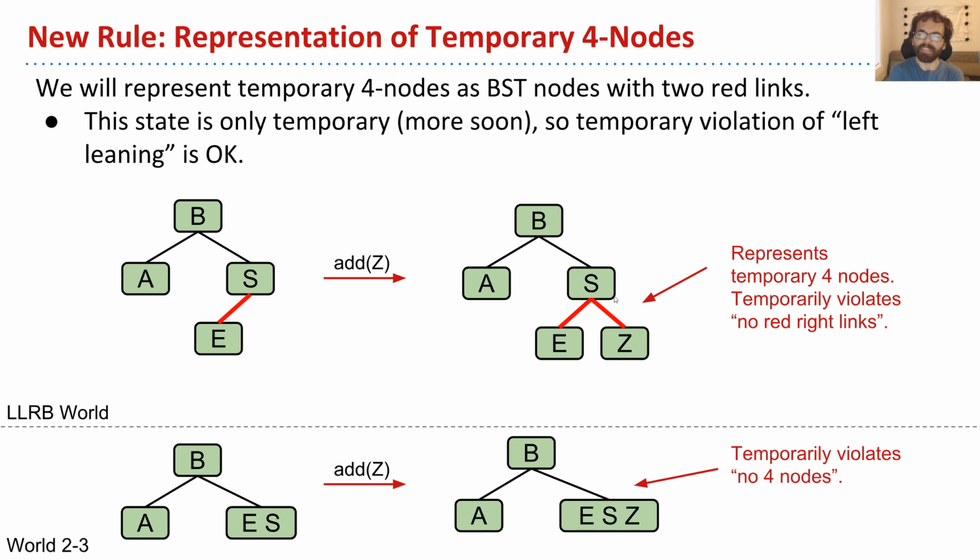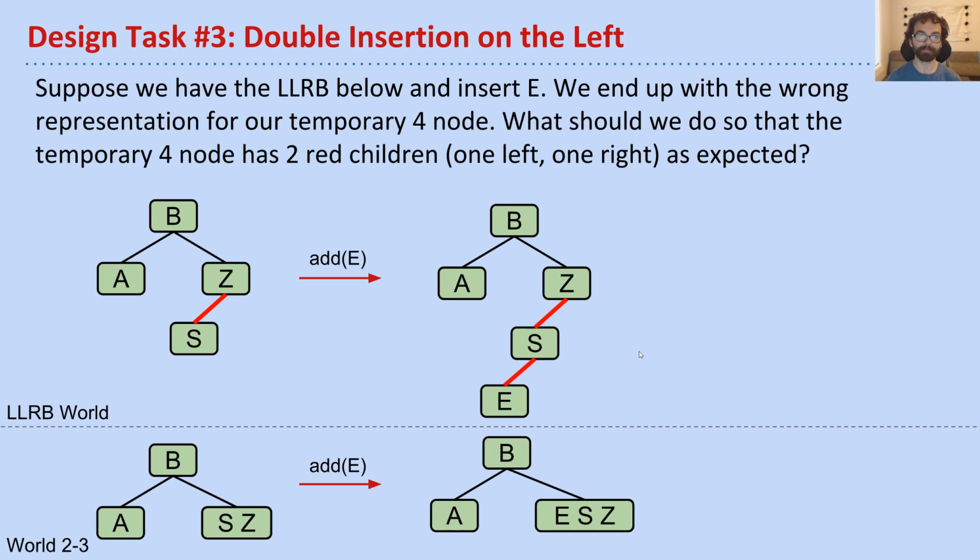Now you may say, this seems like a direct contradiction. Earlier, Josh, you said that no node should ever have 2 red links, and that's true, but this is just a temporary violation. Just like in a 2-3 tree, no node can be a 4 node, but we allow temporary 4 nodes. So here we'll allow temporary left-right links. Okay. So why am I telling you this? Well, because that's your next puzzle.